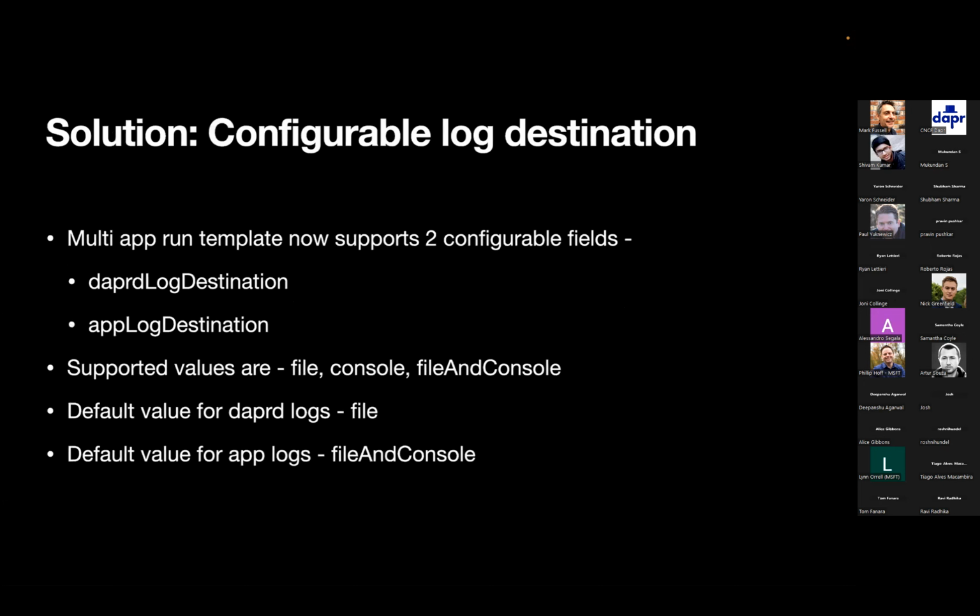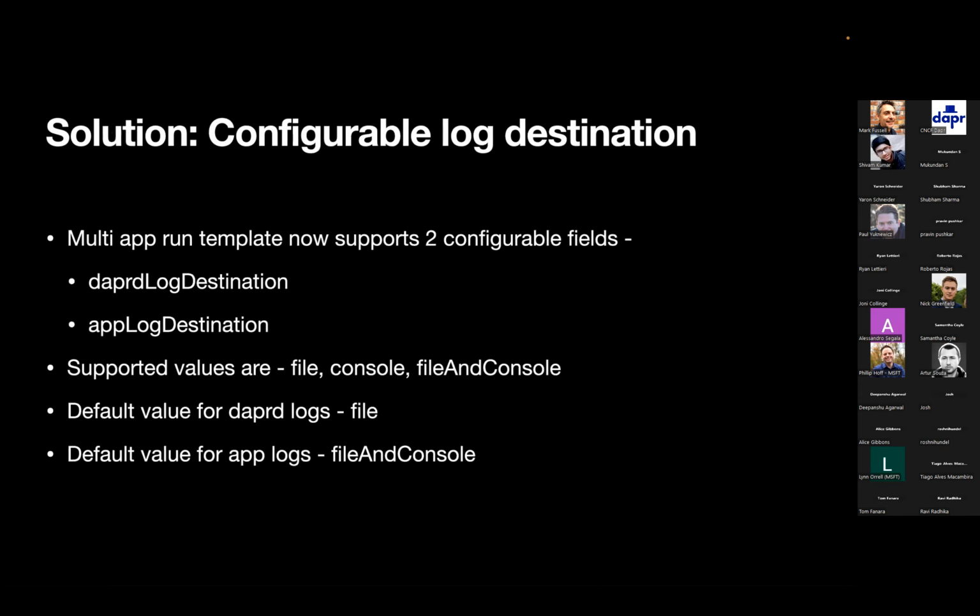So the solution to this is that we have introduced two specific fields in the run template itself. These are Dapr log destination and app log destination. These two flags tell where Dapr logs would be written and where app logs would be written. The supported values are file, console, and file and console.